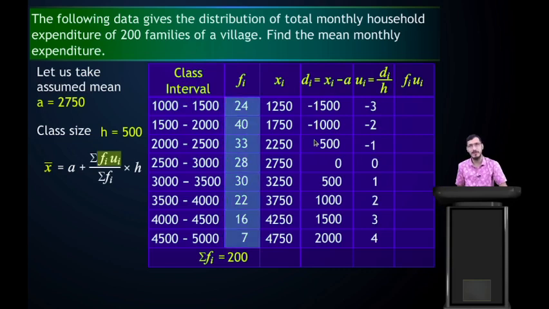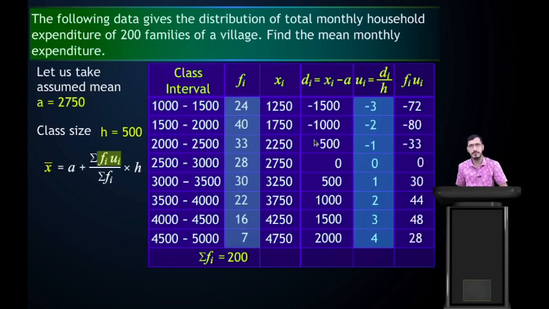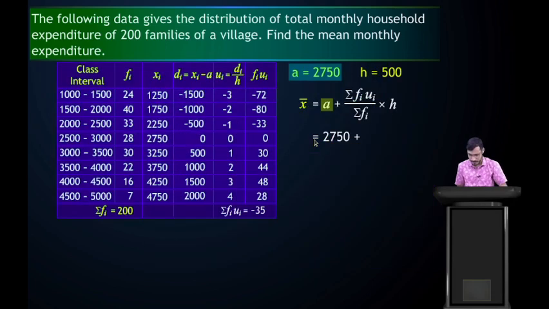Now fiui, the multiplication of the f and u columns. So 24 times minus 3 is minus 72, 42 times minus 2 is minus 80, and so on. Now find sigma fiui, so add all the observations. So sigma fiui is minus 35. Now substitute these values in the formula.